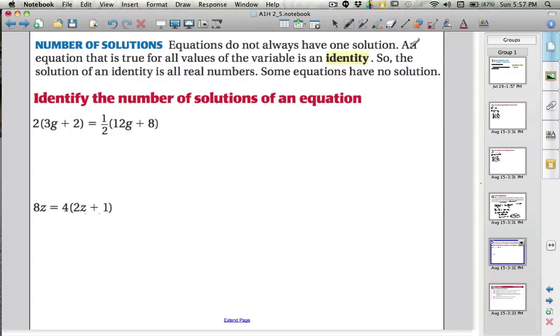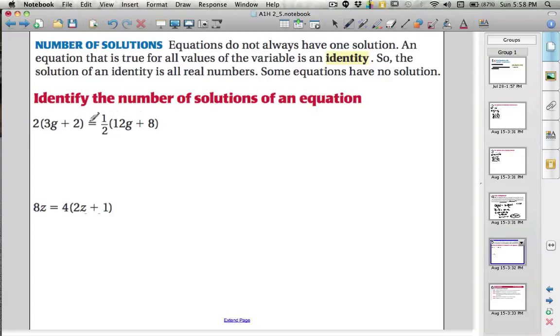So some equations don't have just one answer. And we talked about this earlier. An equation that's true for all values of the variable is called an identity. So the solution of an identity is all real numbers. And then also some equations don't have any solutions. So if we take a look at this, we can look at different ways that we start working with the problem and identify that maybe it doesn't have only one solution, or maybe it has no solutions whatsoever.